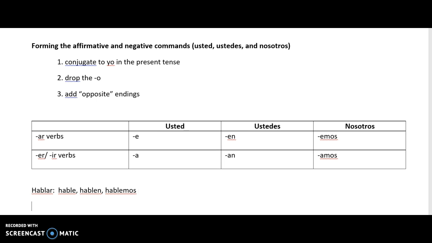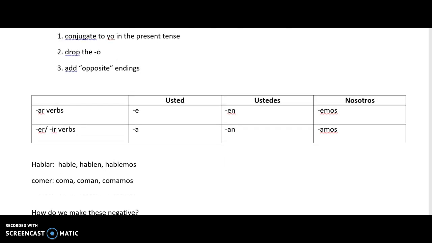Okay? Comer, coma usted, coman ustedes, comamos nosotros. Abrir would be abra, abran, abramos. Okay, so similar to the negative tu commands: conjugate to the yo, drop the O, and then add the opposite endings.